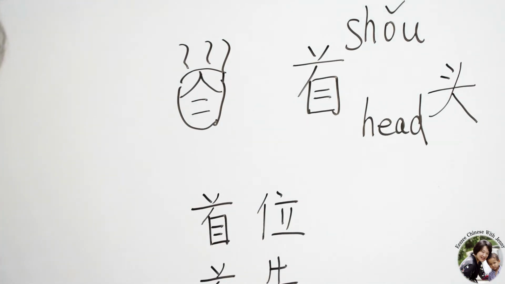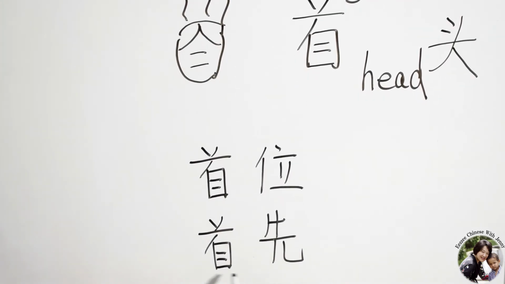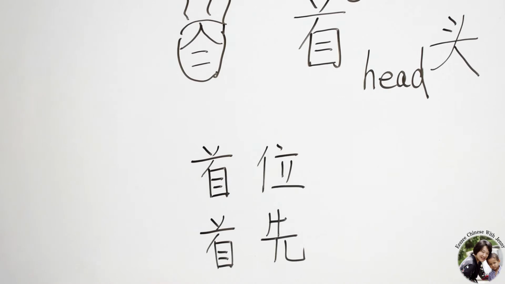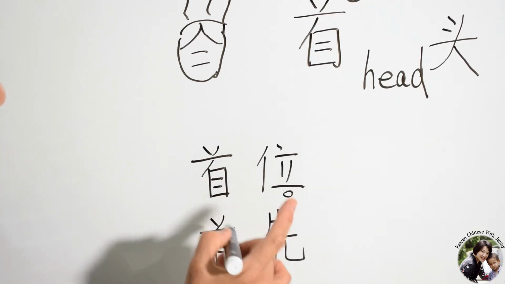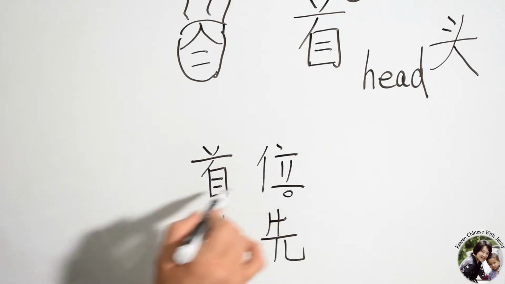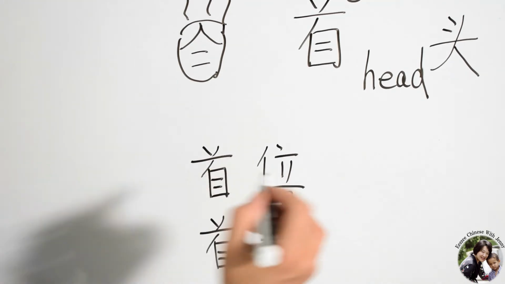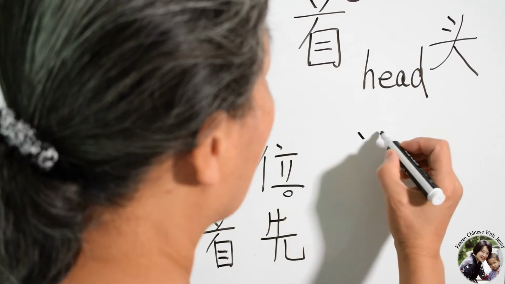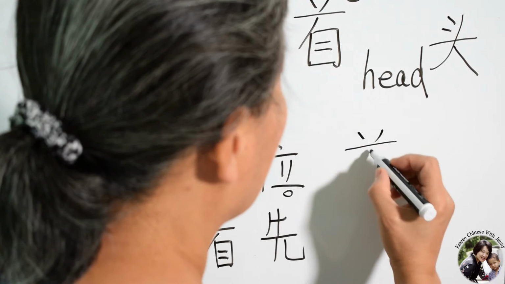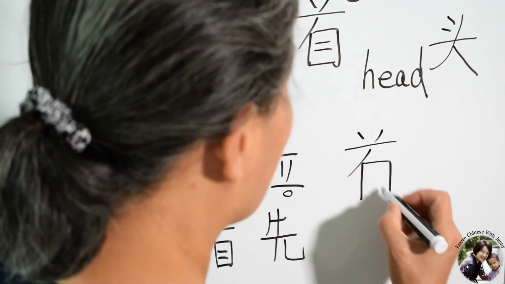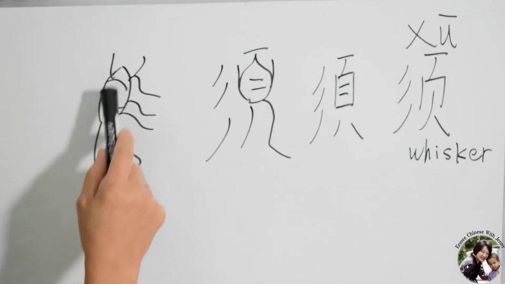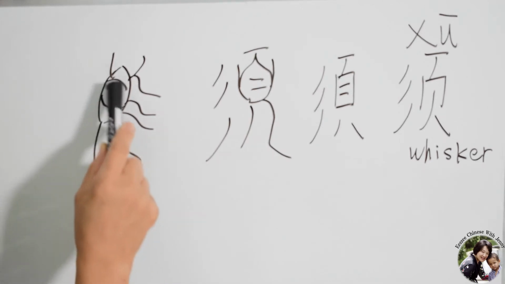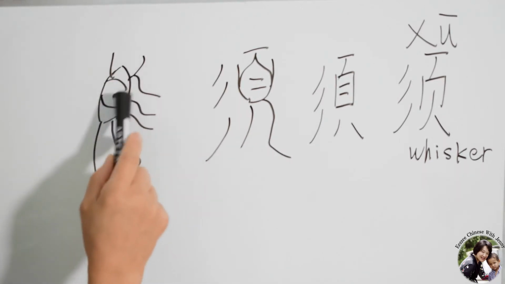I think I have talked about this character means a head. If you say 首先 means first of all or number one, and 首位 means the first position, or one person, 首位. Let me demonstrate how to write it. 点儿撇横撇竖横折横横.